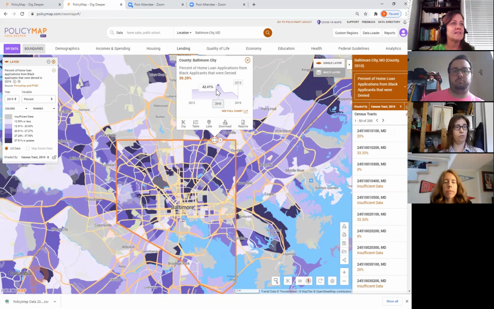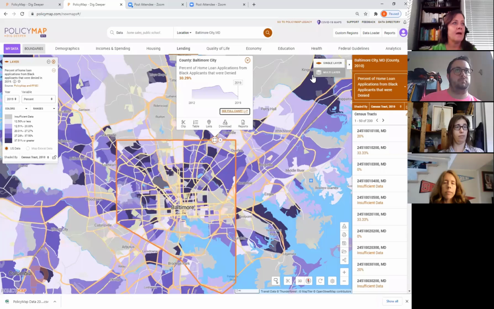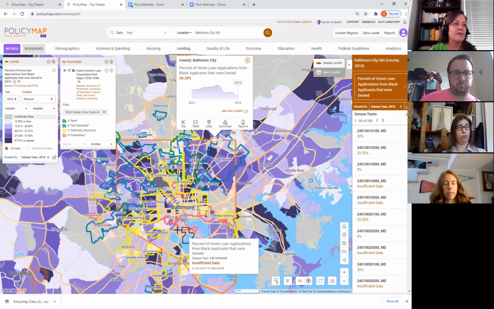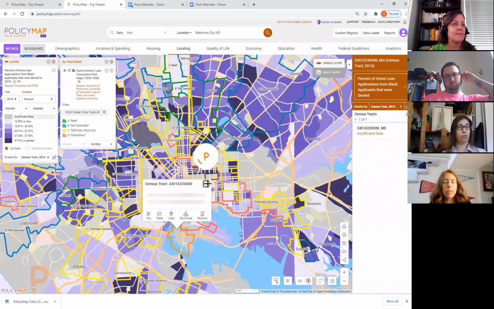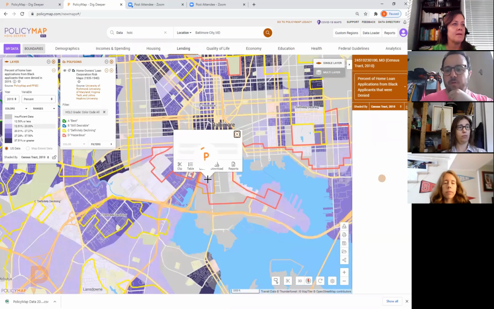We can see in 2016 for the Baltimore City County that it was 42%, and we see a favorable trend right here. But we can pull that out, and we can download this as a PNG, or we can pull down this data and do a CSV spreadsheet. When we take a look at these mortgage loan denials, we can also take a look at homeowners loan risk maps and see where the redlining actually did happen for this area.